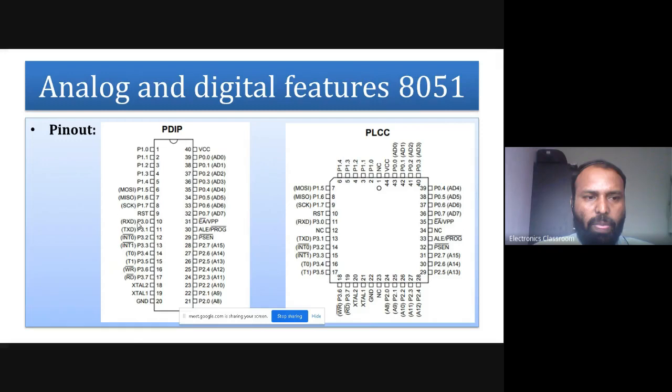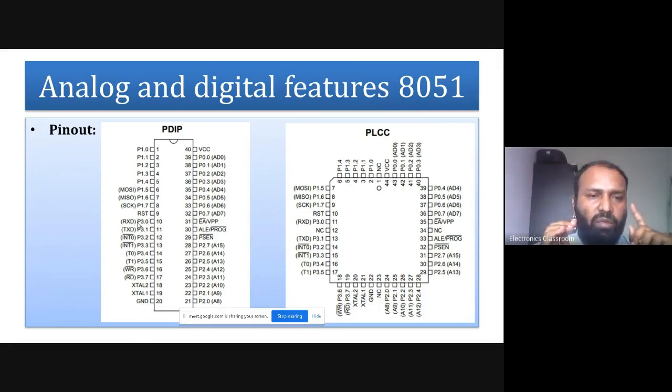Then P3.1, this is a TXD pin. This is also going to be used in serial communication. Whenever there is an application to transfer data from our microcontroller to an external device, at that time we can use this TXD pin. So whatever data we want to transfer will be transferred over the TXD line.